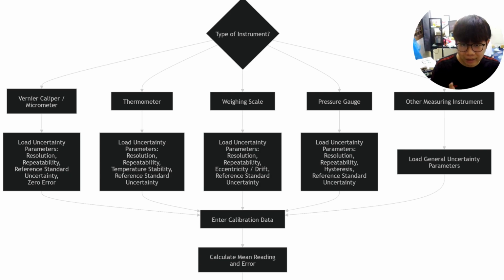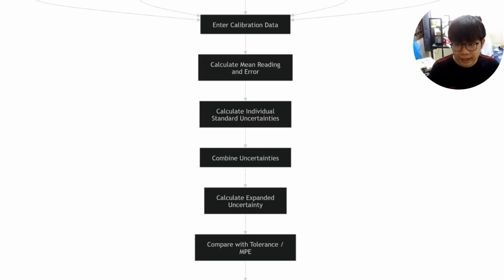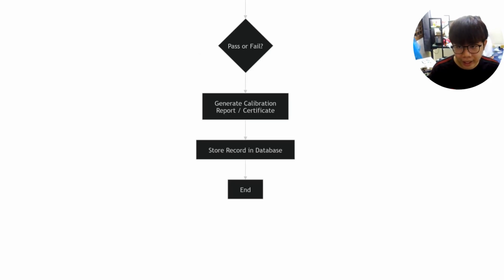After the user enters the calibration data, the system calculates the mean reading, error, individual standard uncertainties, and combined uncertainties. It then compares the expanded uncertainty with the required tolerance to evaluate a pass or fail status. Finally, it generates the report, stores the record in the database, and ends the process.